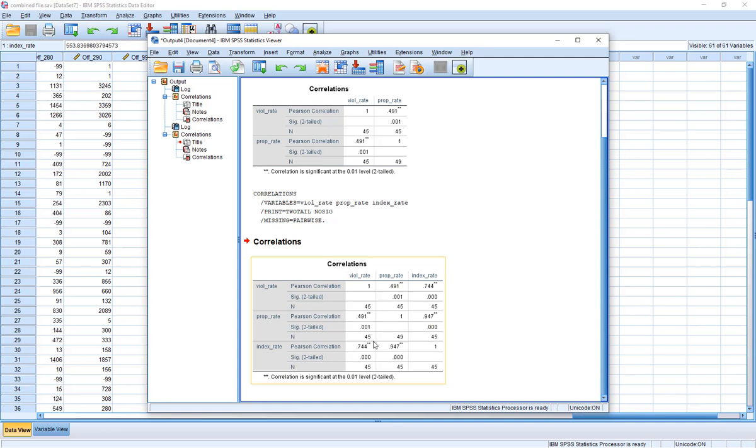Now, what that suggests to us is that the relationship between the violent rate and the index rate actually falls in that sort of moderate to strong relationship, while the index rate to the property rate is actually going to fall in that strong relationship. So all of these are positive, statistically significant relationships. And this is the benefit of using a correlation. Now, in this case, we would refer to having multiple ones like this as a correlation matrix.